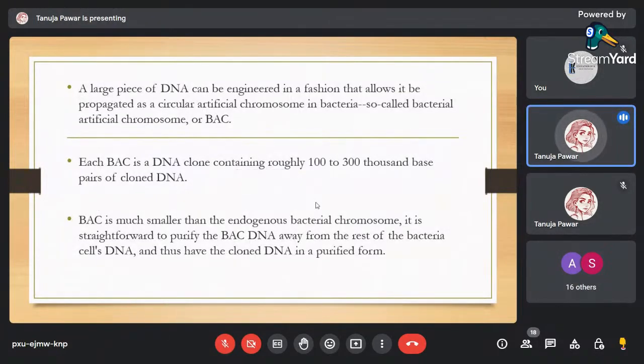A large piece of DNA can be engineered in a fashion that allows it to be propagated as a circular artificial chromosome in bacteria, the so-called bacterial artificial chromosome.